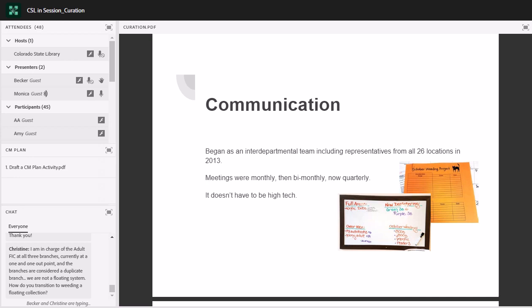Work on our collection maintenance team provides an opportunity for leadership for those who might not have that opportunity otherwise. And then our meeting notes are digested and then sent out to all of the managers and stakeholders around the system.